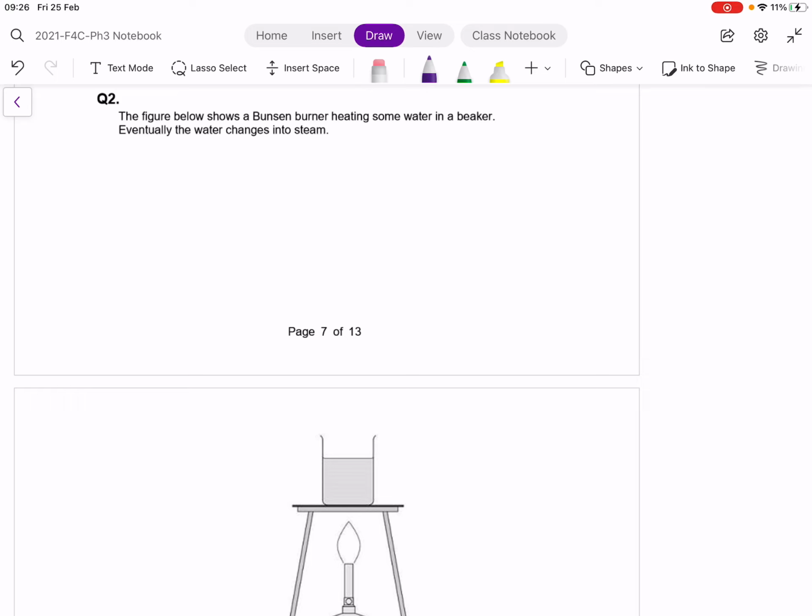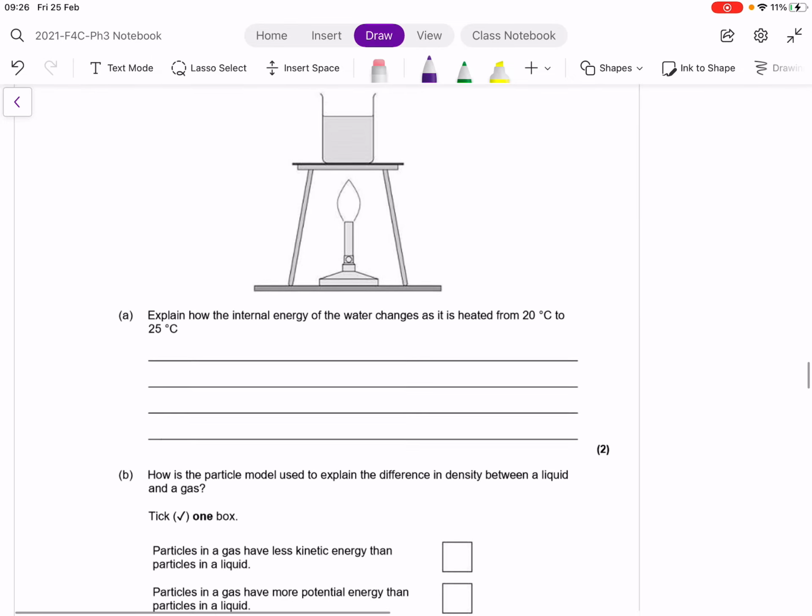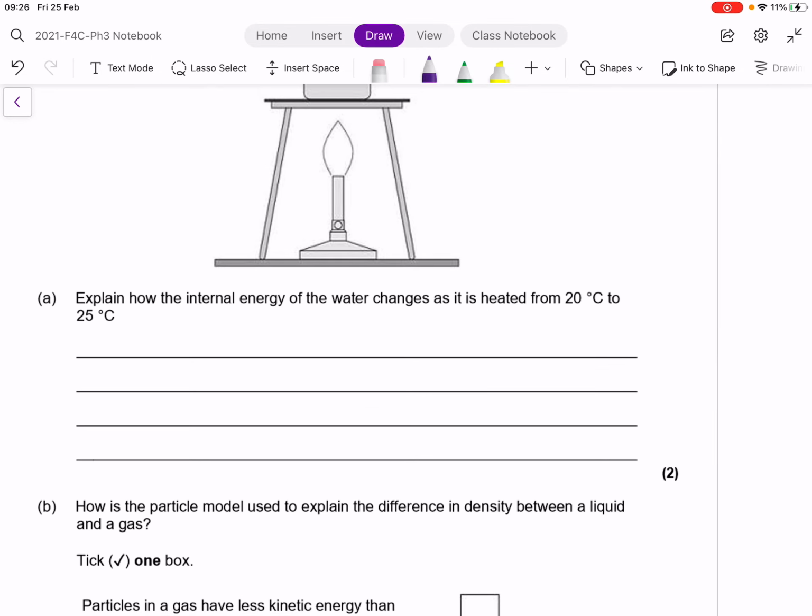All right, on to question 2. This is about a Bunsen burner heating water in a beaker, changing the water into steam. So explain how the internal energy changes from 20 degrees to 25 degrees. Well, the first thing we've got to do is show that we understand what internal energy is.